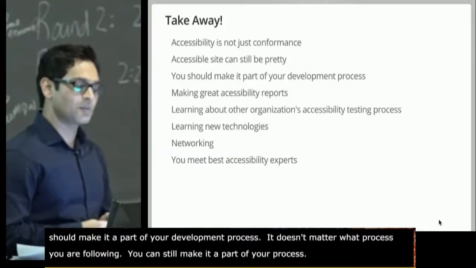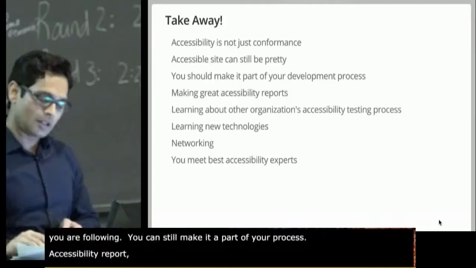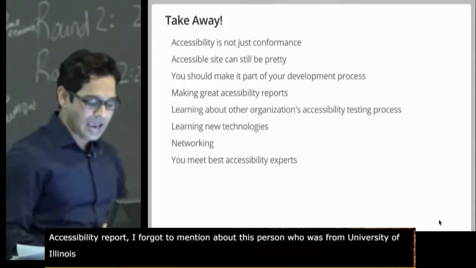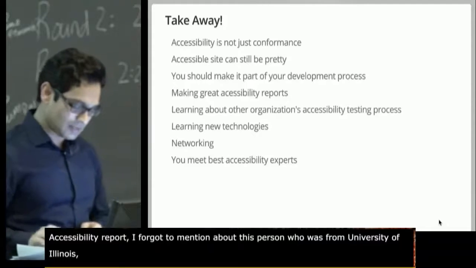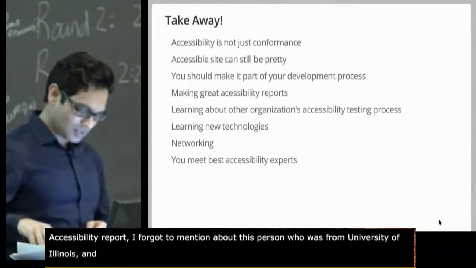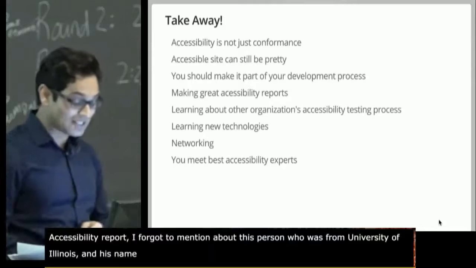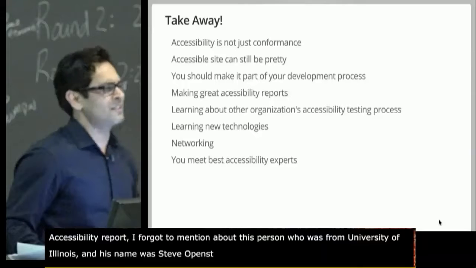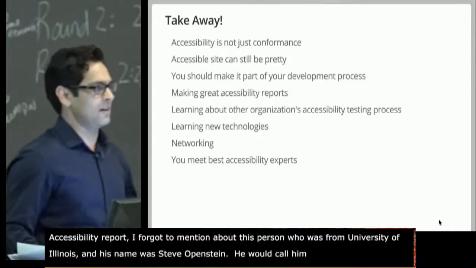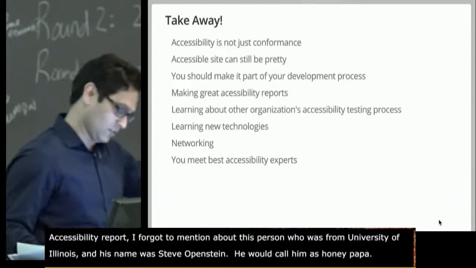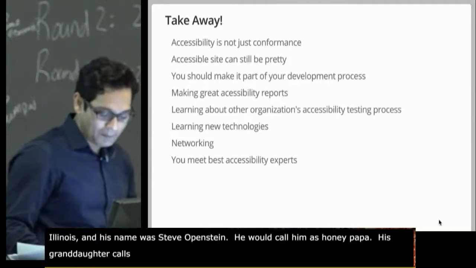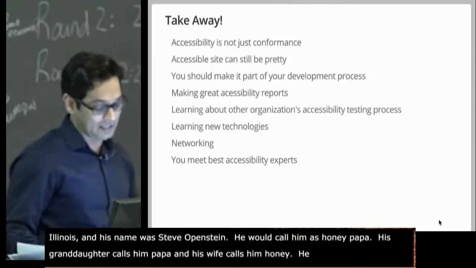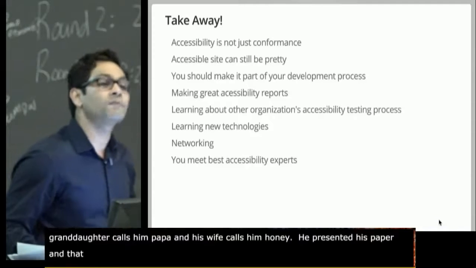Making great accessibility reports. I forgot to mention this person from the University of Illinois, and his name was Tim Offenstein. He would call him Honey Papa because his granddaughter calls him Honey, Papa, and his wife calls him Honey, so he was Honey Papa. He presented his paper, and that was pretty interesting, about creating professional accessibility reports.